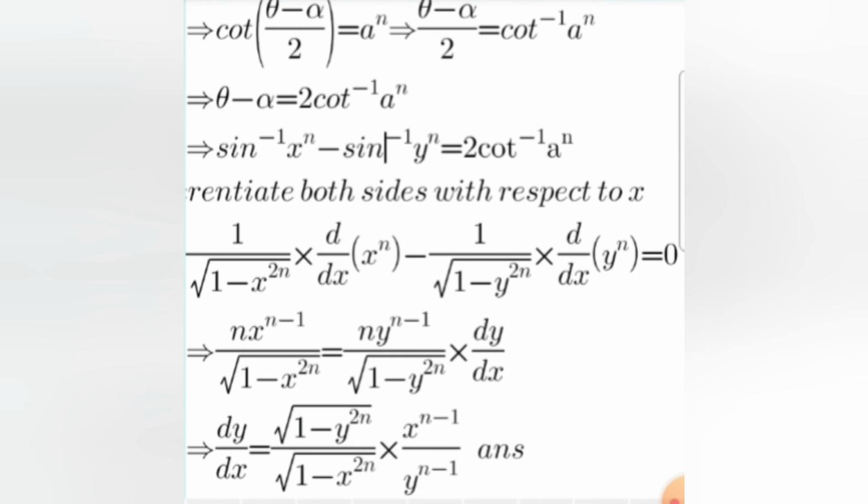Now from this we substitute theta as sin inverse x and alpha as sin inverse y, and differentiate both sides with respect to x. The derivative of sin inverse x to the power n is 1 by root over 1 minus x to the power 2n into the derivative of x to the power n, and the derivative of sin inverse y to the power n is 1 over root over 1 minus y to the power 2n into the derivative of y to the power n. On the right hand side is a constant, so its derivative is 0.